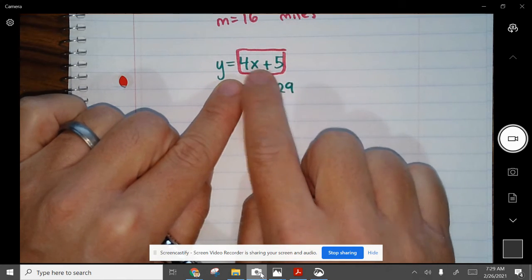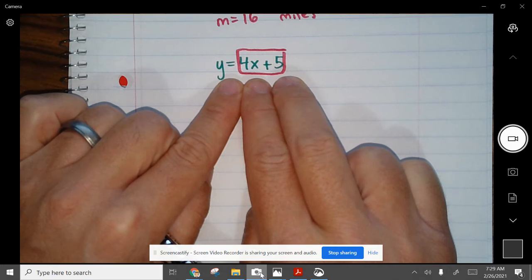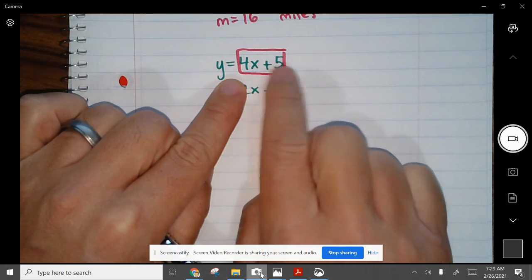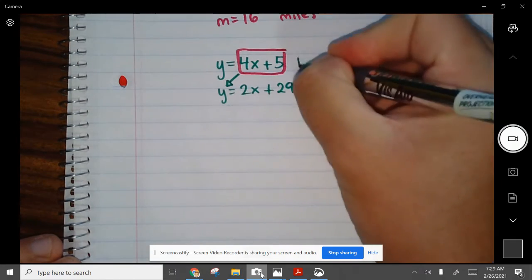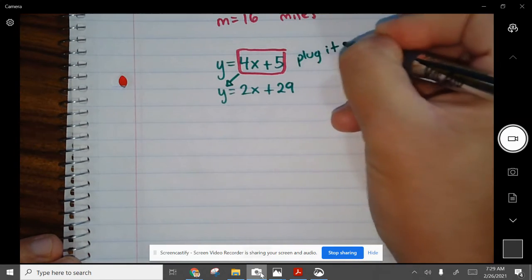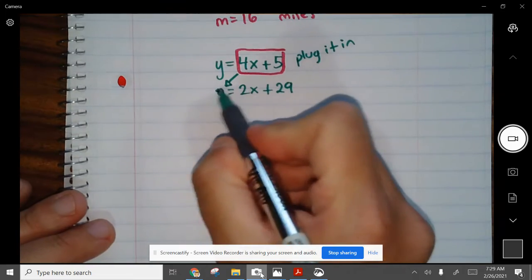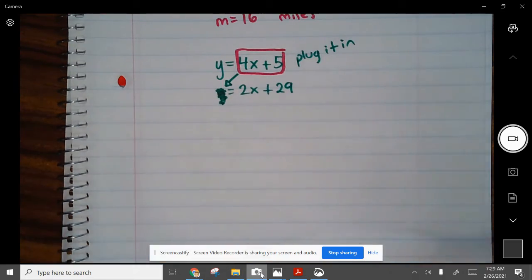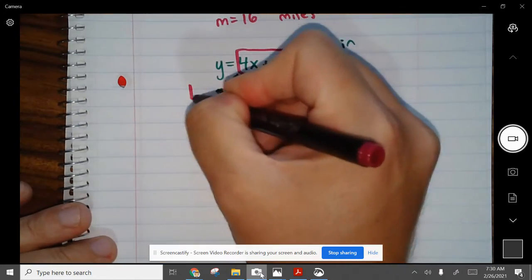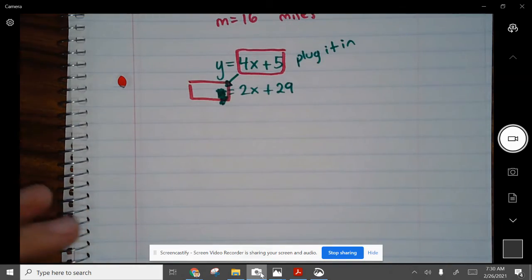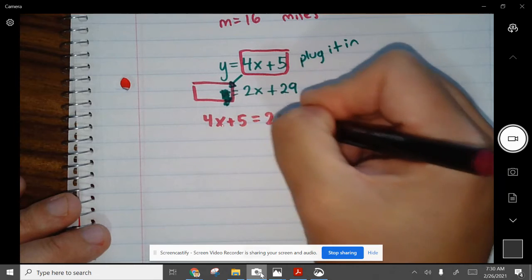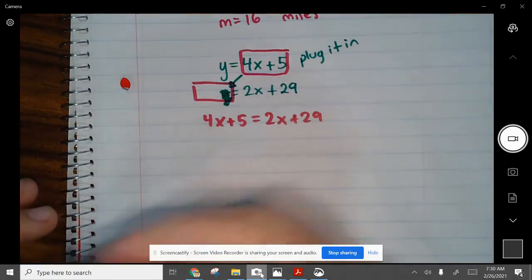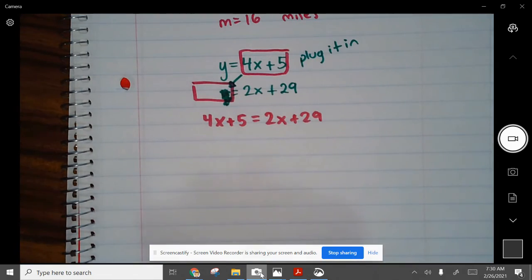So all of this, 4x plus 5, equals y. So if I asked you what does y equal, you could say 4x plus 5. And then what you're going to do is plug in where the y is. So I'm going to cross the y out, and I'm going to put my card in for the y. And I'm going to write it out. Don't worry if you're kind of lost right now. We're going to get there. This is all stuff that we're going to talk about next week.